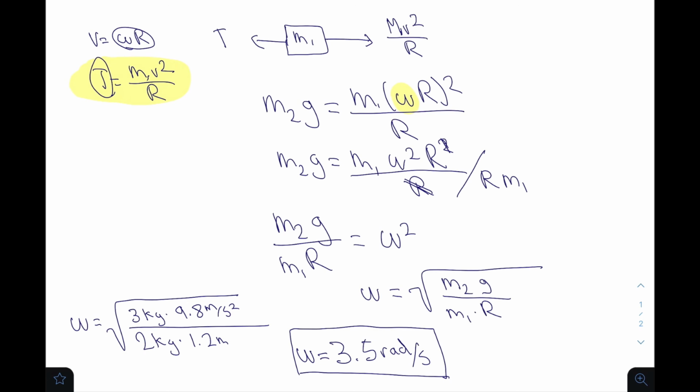So solving this problem required knowledge of forces, force diagrams, as well as knowledge of angular acceleration and velocity equations. And the process of solving this just involved a lot of rearranging equations and using algebra to find what velocity was required for the block to stay elevated at the same height.